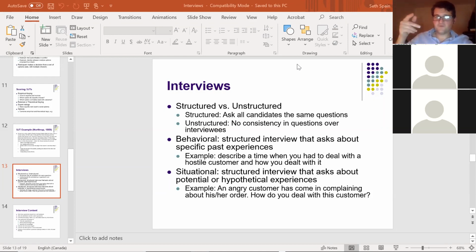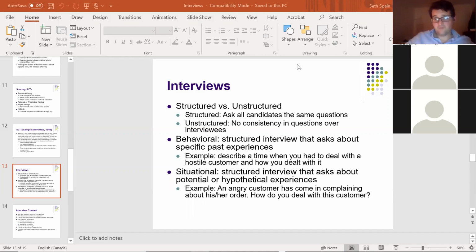So the main difference between behavioral and situational, though, is they're both structured interviews. Behavioral interviews ask you about specific experiences that you have already had. An example of a behavioral interview question is, describe a time when you had to deal with a hostile customer and how you dealt with it. Whereas a situational interview is similar to a situational judgment test. It's giving you a hypothetical or potential experience and asking how you would deal with it.